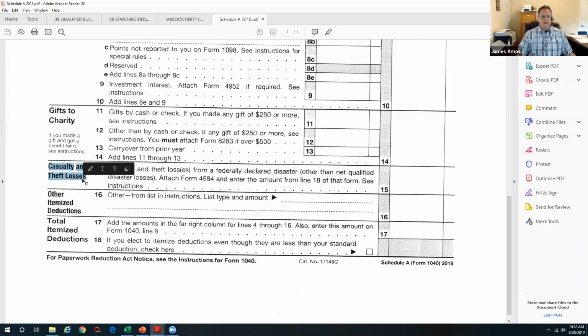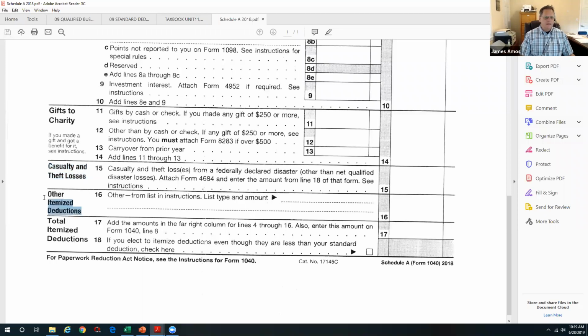You can only take casualty and theft losses if you are in what? Federally declared disaster area. That's exactly right. If you're not in a federally declared disaster area, you no longer get to take a casualty and theft loss on your personal income taxes.